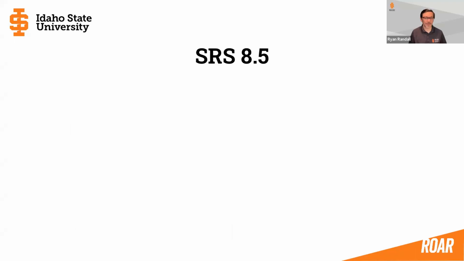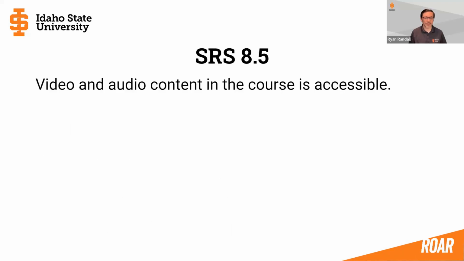Great, thanks, Mark. So Specific Review Standard 8.5 reads, video and audio content in the course is accessible. So what that means is that when you use video or audio content, you make that content available to someone who would be able to access that content using a different type of sensory input. So transcripts help people who can't hear things. So a podcast, for instance. Captions similarly would work to put something on a screen if somebody can't hear.